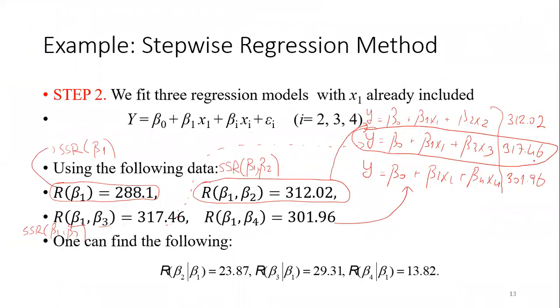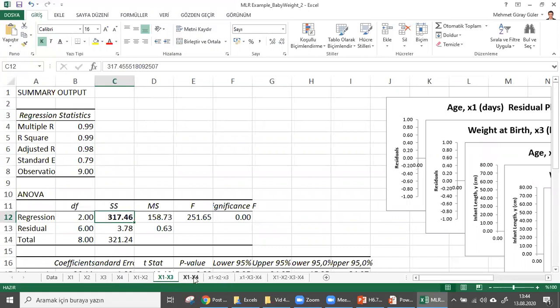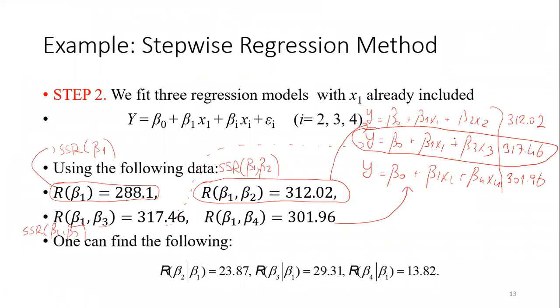317.46. And the last one, x1 and x4, 301.96, right? So which one is larger? This one is larger. So our candidate point is x3.